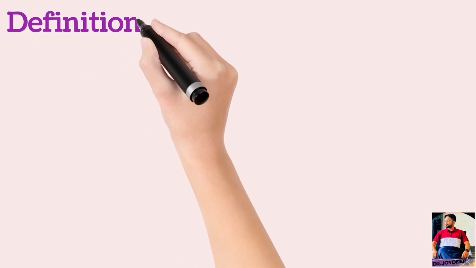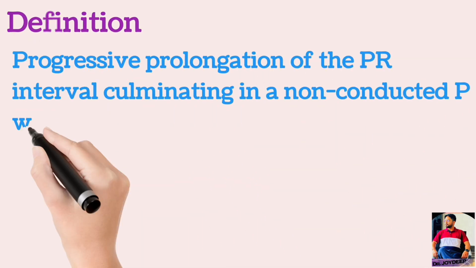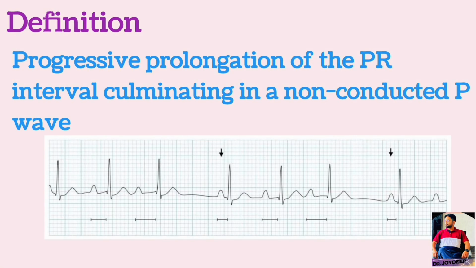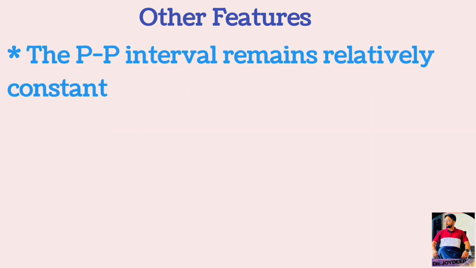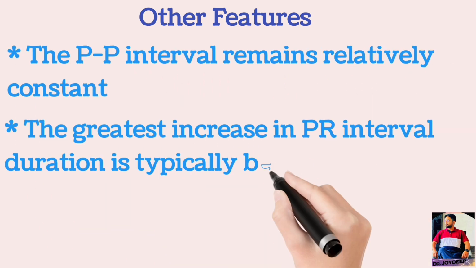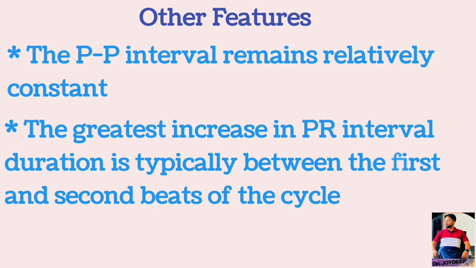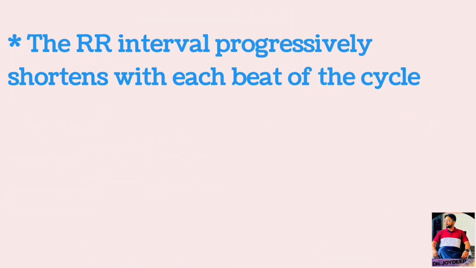Definition of Mobitz type 1: there is progressive prolongation of the PR interval resulting in a non-conducted P wave. The PR interval is longest immediately before the dropped beat and shortest immediately after the dropped beat. Other features include that the PP interval remains relatively constant. The greatest increase in the PR interval duration is typically between the first and the second beat of the cycle. The RR interval progressively shortens with each beat of the cycle.